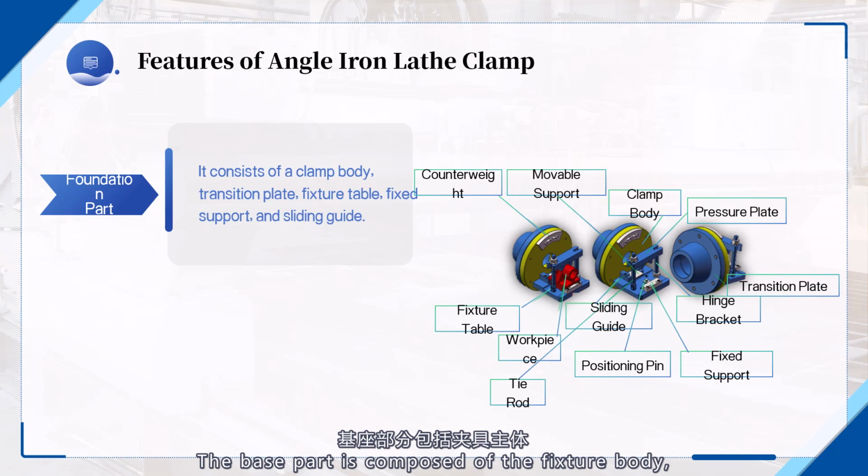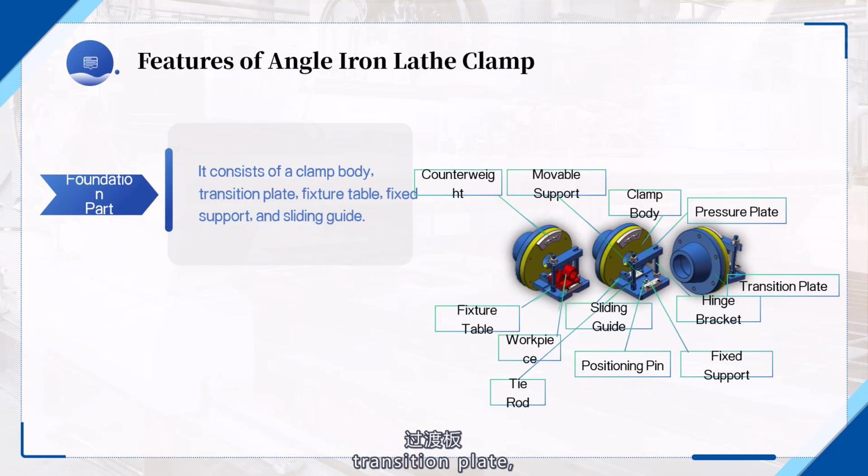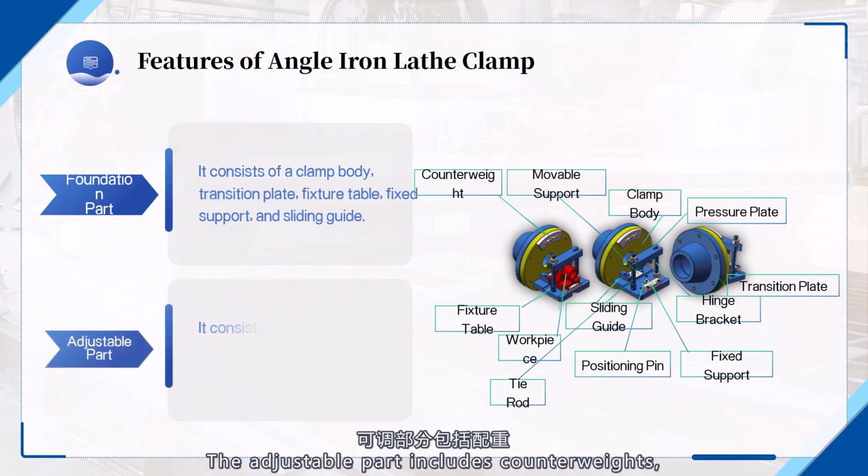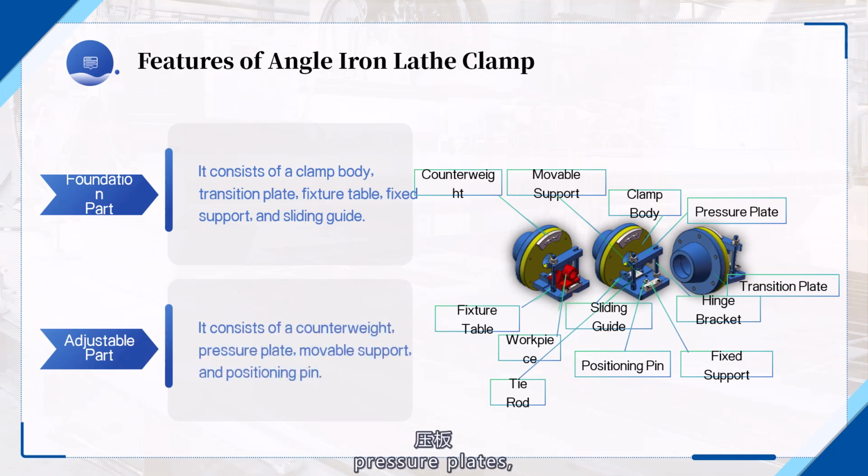The base part is composed of the fixture body, transition plate, fixture table, fixed support, and slide guide. The adjustable part includes counterweights, pressure plates, movable supports, and positioning pins.